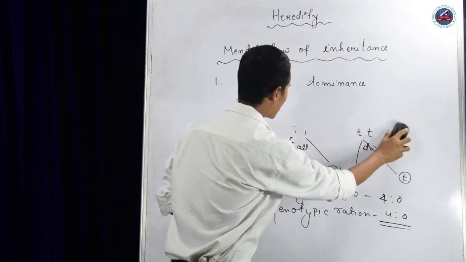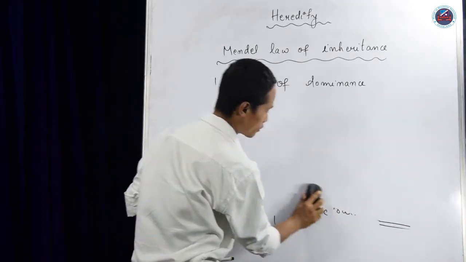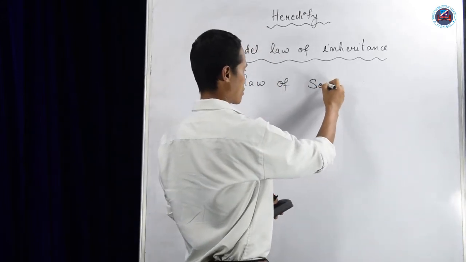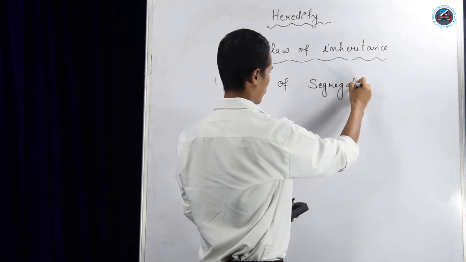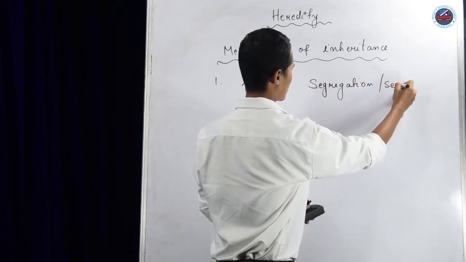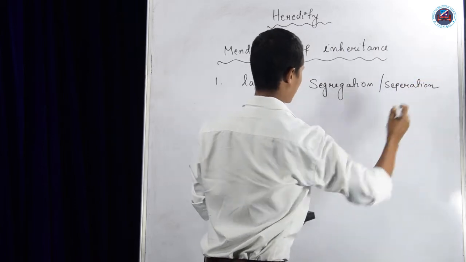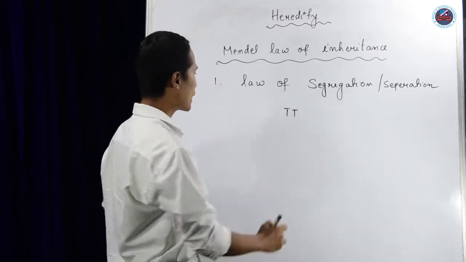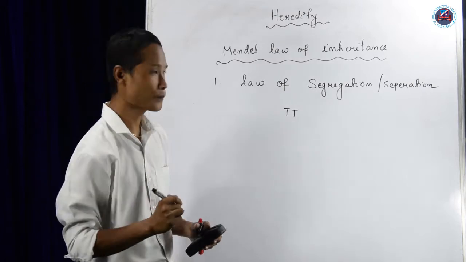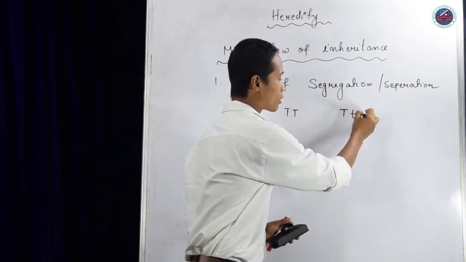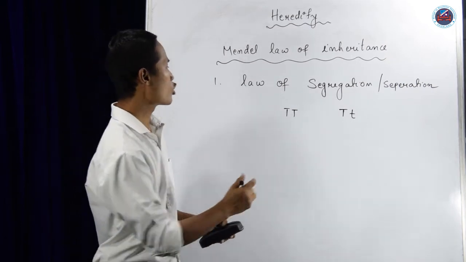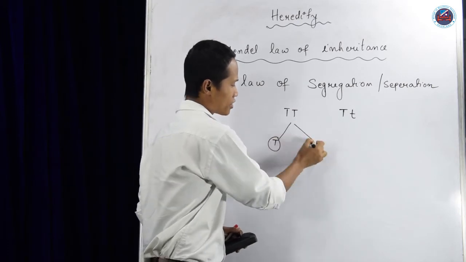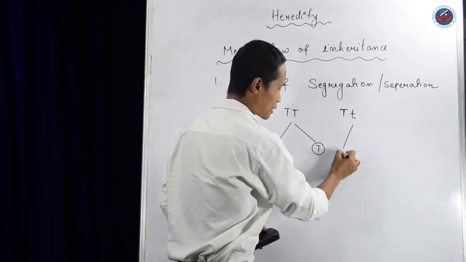The next is the law of segregation. When we say segregation, it means separation. Just say that this is a tall plant, capital T, capital T, a homozygous dominant plant. And if I take capital T, small t, it is a heterozygous dominant plant. Now, during gamete formation, capital T, small t.